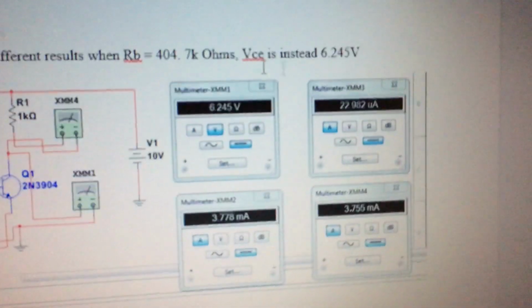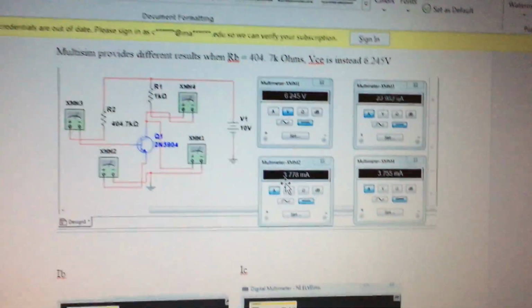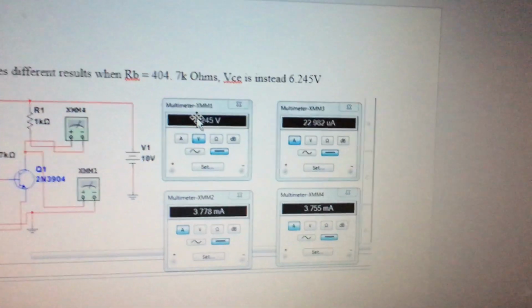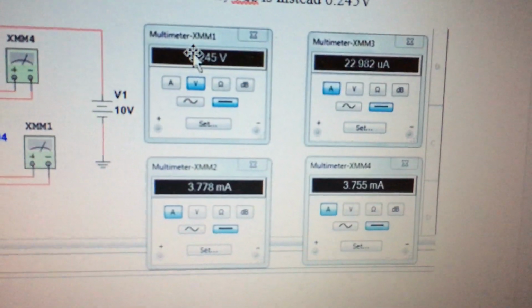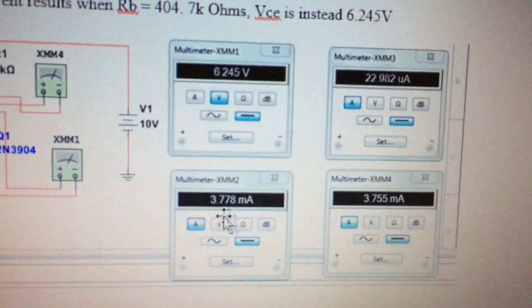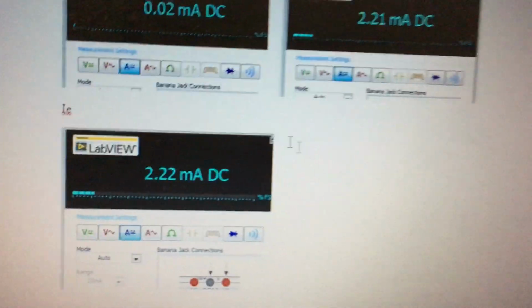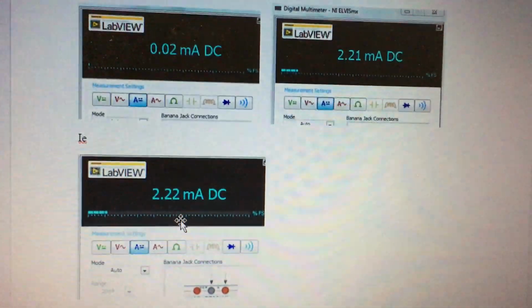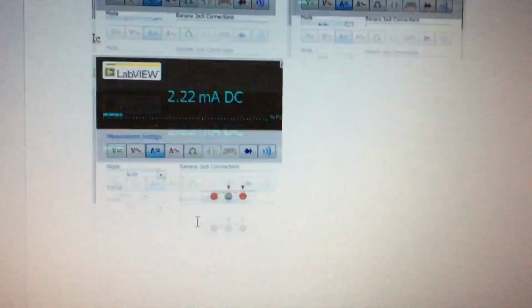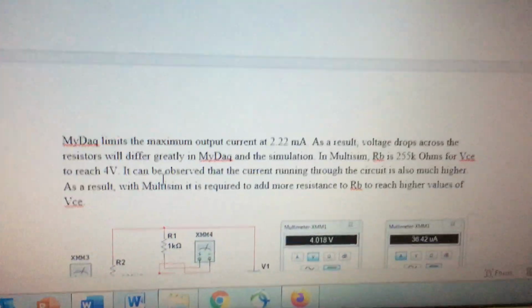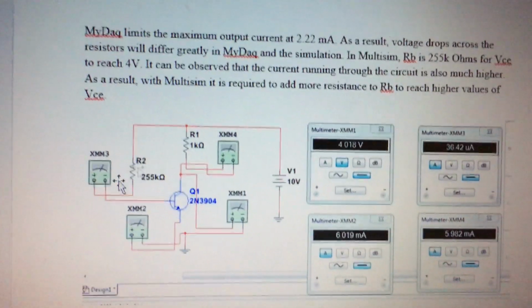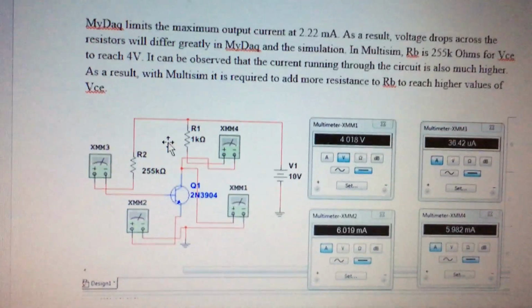We get VCE is 6.245 instead, so it's a higher value, and our current results are also different as well. Much higher current is read on the Multisim simulations. It goes up to like 3.77, whereas on MyDAC it's capped at 2.22, and this is what causes the different resistor values to be used on the base in the actual experiment, because it causes the voltage drop across all of the resistors to be different.